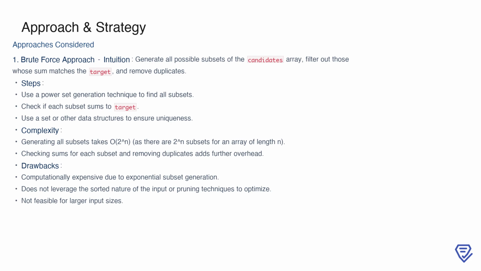Now, while this might sound straightforward, the complexity is where this approach becomes impractical. Generating all subsets takes 2 to the power of n, where n is the length of the array. Additionally, checking the sum for each subset and removing duplicates adds even more computational overhead. This makes brute force infeasible for larger input sizes.